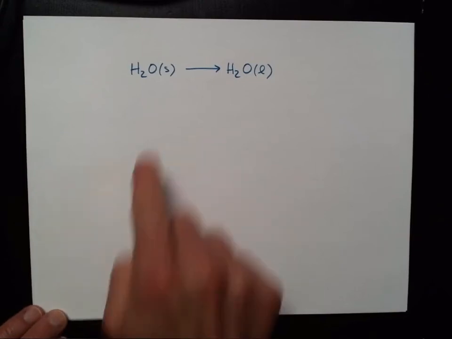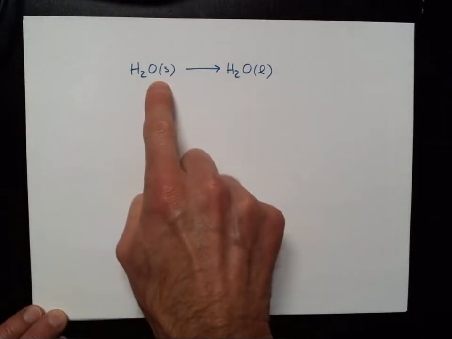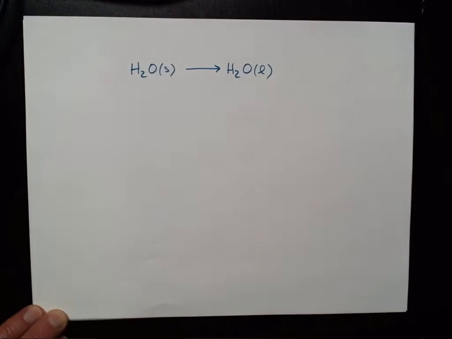Let's look at this process outlined here. We've got solid water going to liquid water, that's also known as melting. If I take some solid water, is that solid water going to melt or not? And how do we know whether it's going to melt? Will it melt on its own?